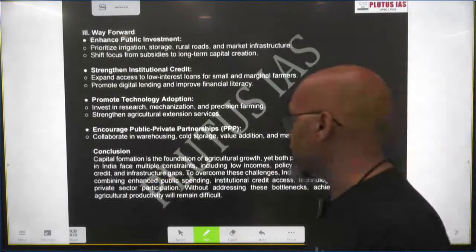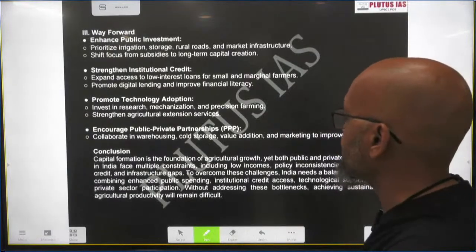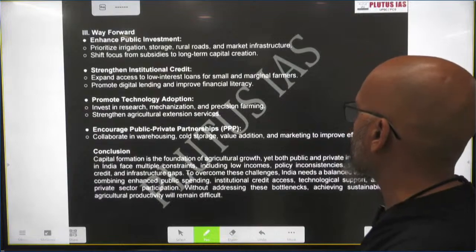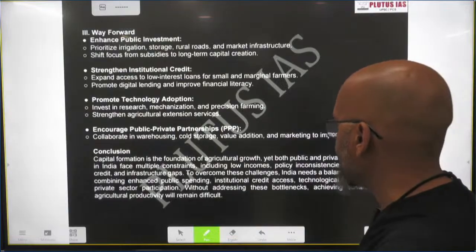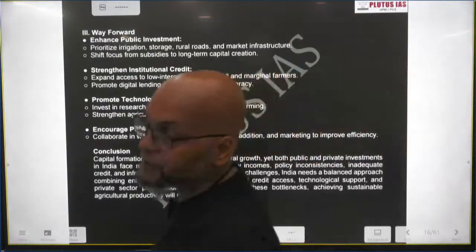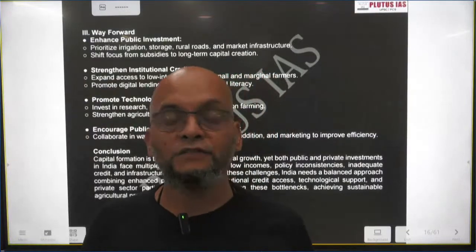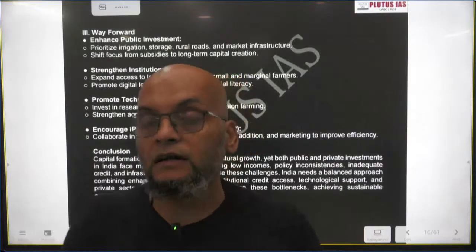Way forward, enhance public investment. Public investment should be enhanced, like prioritize irrigation, storage, rural roads and market infrastructure. Then shift focus from subsidies to long-term capital creation. That is important. We should move now away from subsidies, rather we should look for the permanent solution. Long-term capital formation should be done.